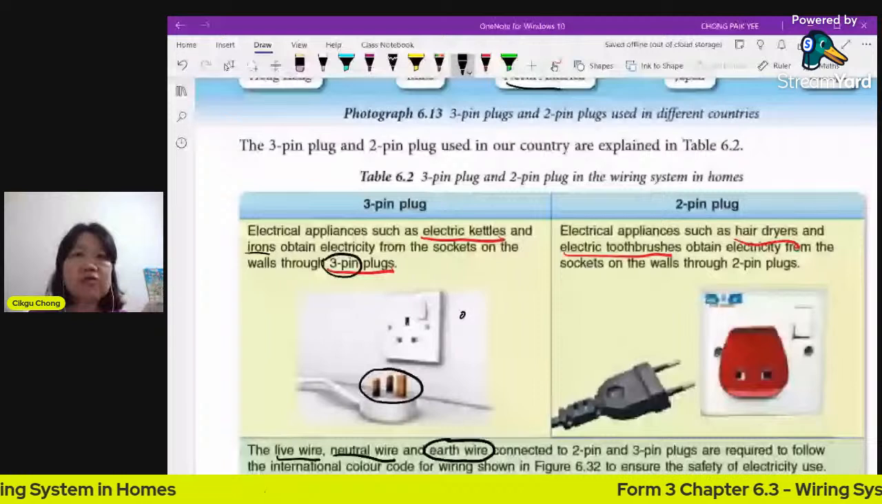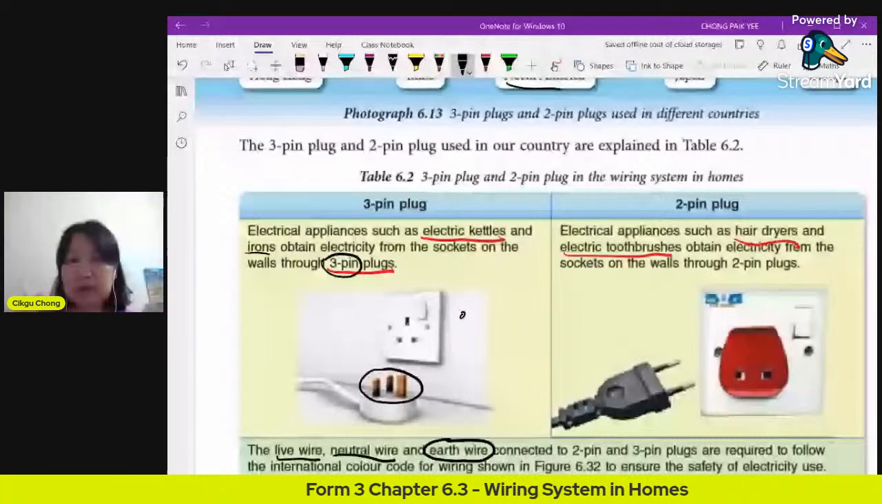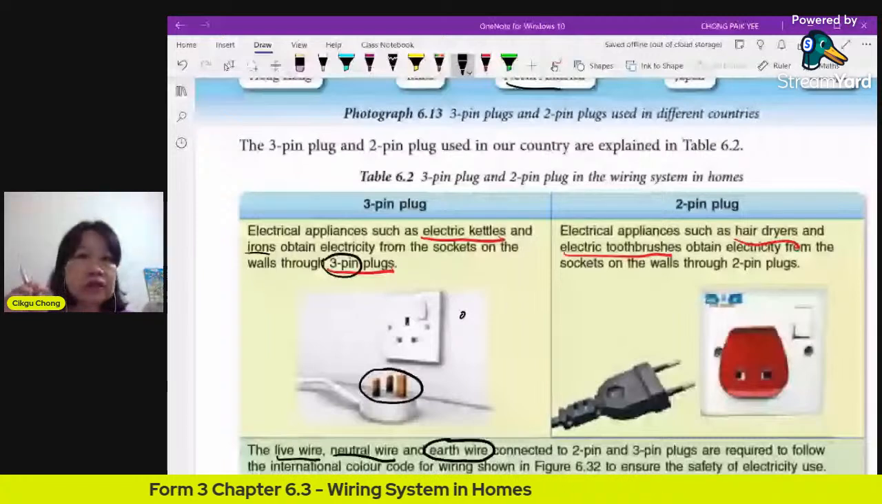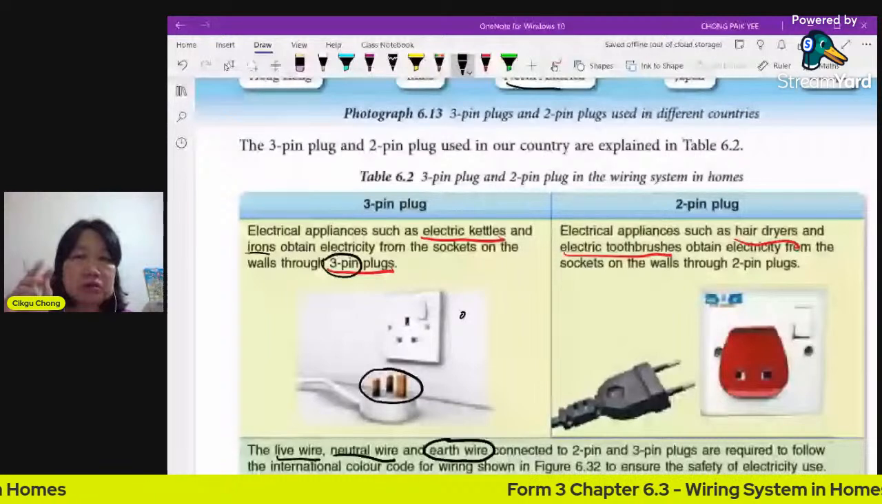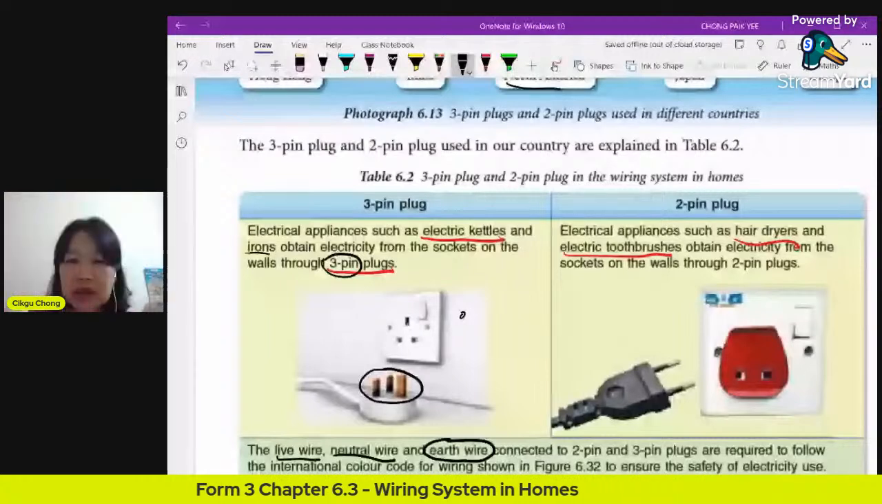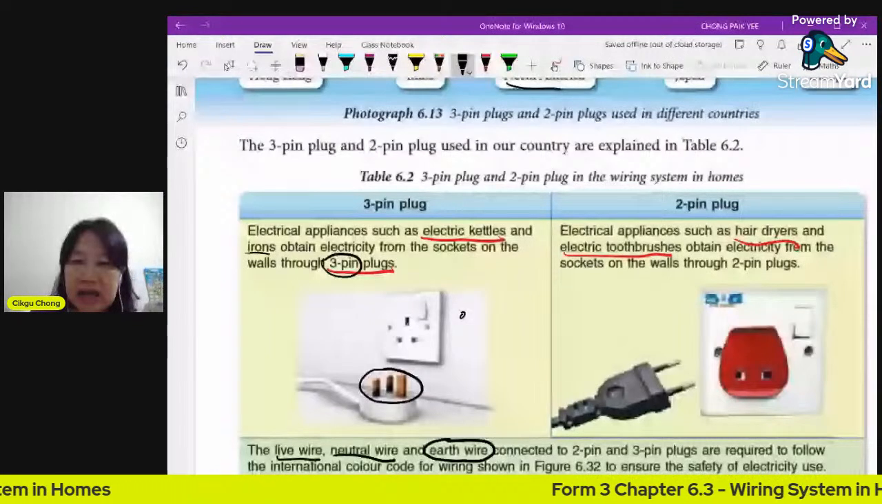So it doesn't have the heating capacity, so you do not need the additional earth wire. So hair dryers, electric toothbrushes, the smaller items, you can use your 2-pin plug. So you see only 2. When it's only 2, you only have your live and the neutral. You don't have the earth. That is the difference there.